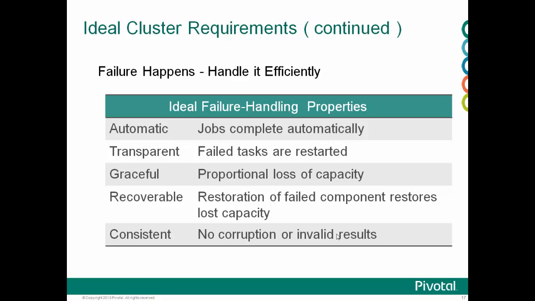Restoration of failed components does restore lost capacity. In other words, I don't have to rebuild if I lose a component. All I have to do is fix that component and have it rejoin the cluster. The situation should be a recoverable one. And I should have consistency of the data. In other words, the system should ensure that data is never corrupt and that we do not get partial and/or invalid results for any job that is running in our cluster.